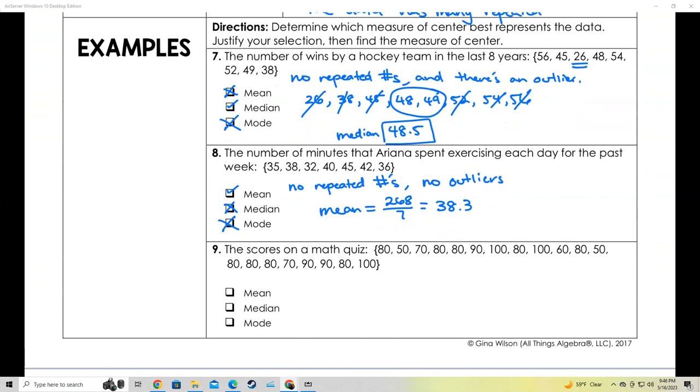And when I look at the last data set, the scores on the math quiz are 80, 57, 70, 80, 80, 90, 100, 80, 160, 80, 50, 80, 80, 80, 70, 90, 90, 80, 100. Man, we keep repeating the number 80 a lot. So I'm going to go with the mode, which in this case is going to be 80. I'm not going to use the mean. I'm not going to use the median. I'm going to use the mode because that's the one that occurred the most.